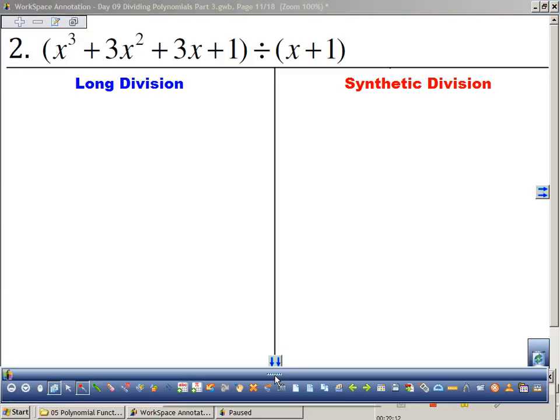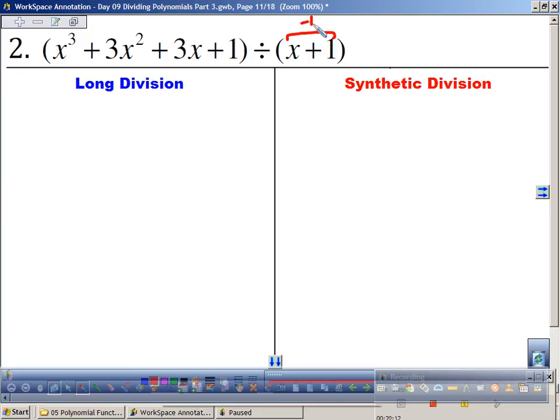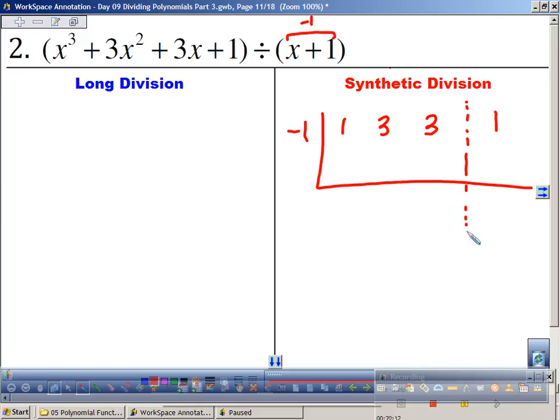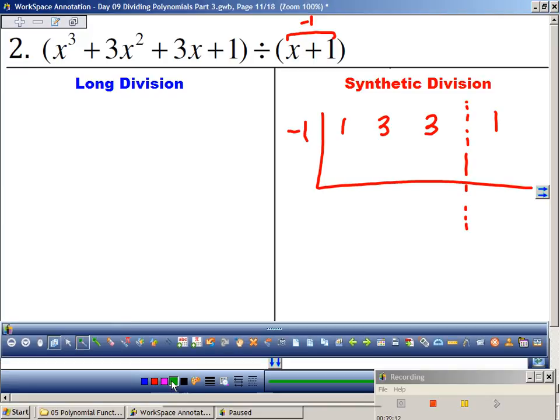All right, so I'm going to set this one up using synthetic division. So I'm looking for a factor of -1 or a 0 of -1. So I have my -1 and my coefficients. We've got 3, 2, 1, none, so we don't have any holes. So my coefficients are 1, 3, 3, 1. My first step is to bring down that 1.